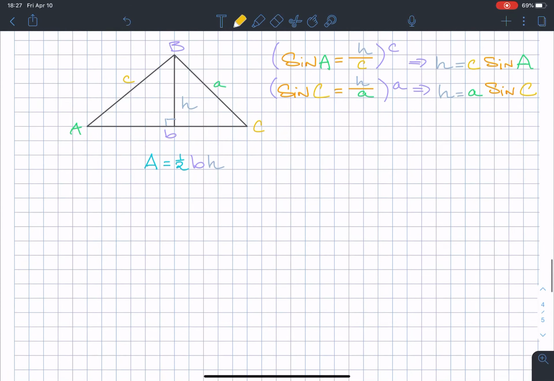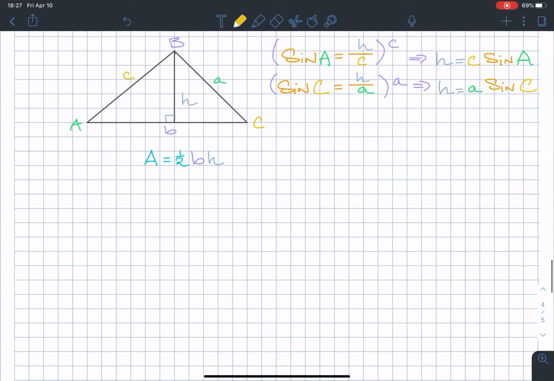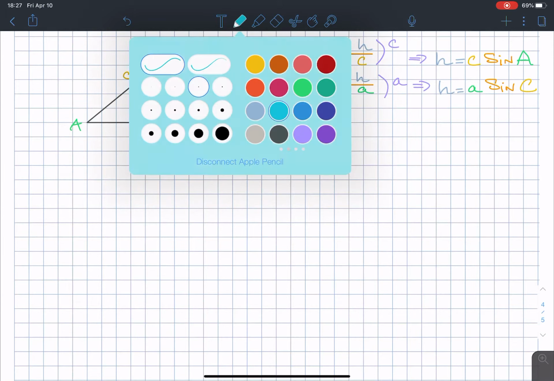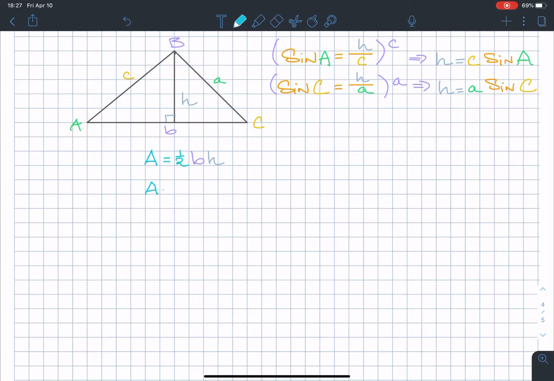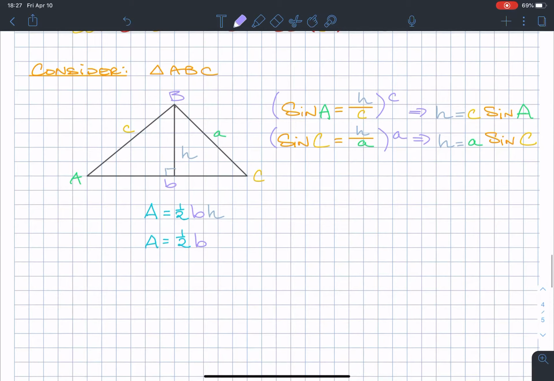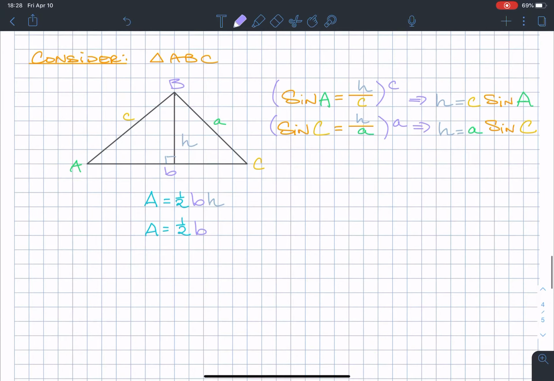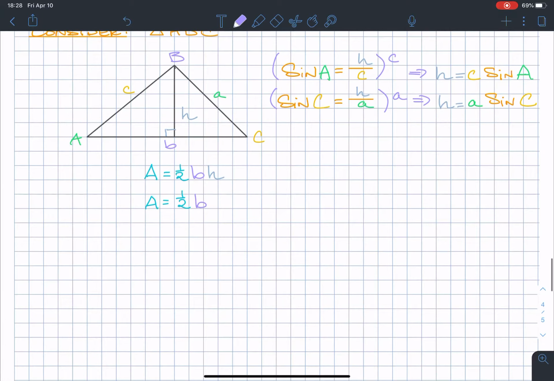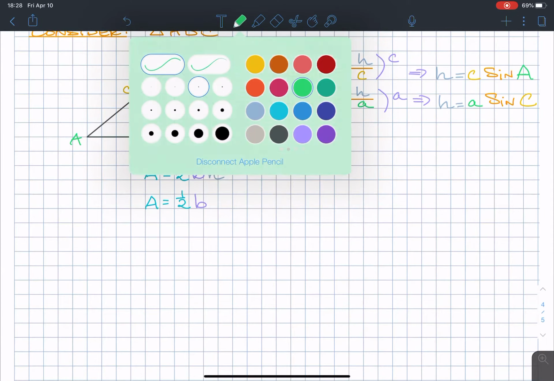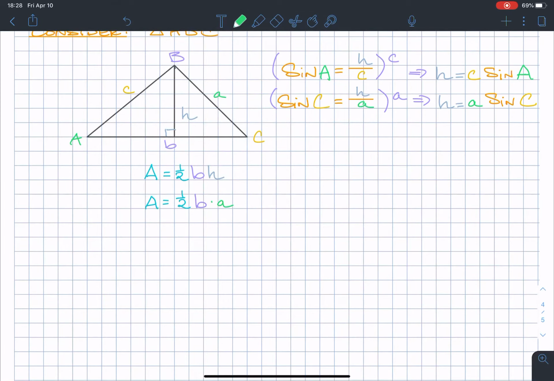Okay. So coming back to area, area is 1/2 the base, b. Now the height, I can use either one of these. I could use height c sine A or a sine C. It doesn't really matter. Let's use the second one, shall we? So times a sine of C.